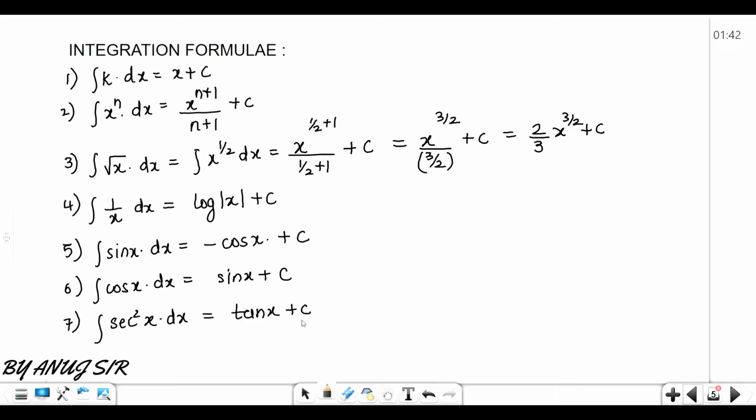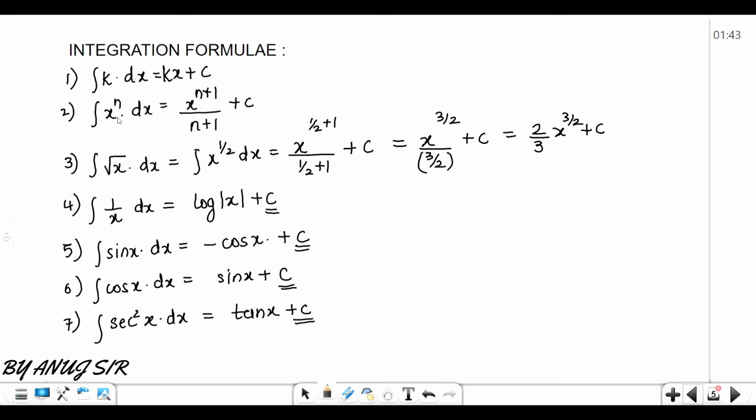Now let's study the integration formulas. I have created a list for you, and we'll go through it one by one. The first is the integration of a constant k with respect to the variable x, that will be kx plus c. In each and every answer you will see plus c over here. As I have already told you, you have to write plus c always.